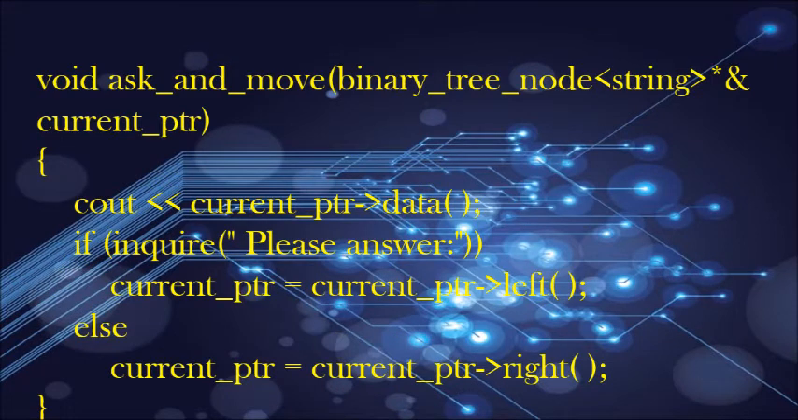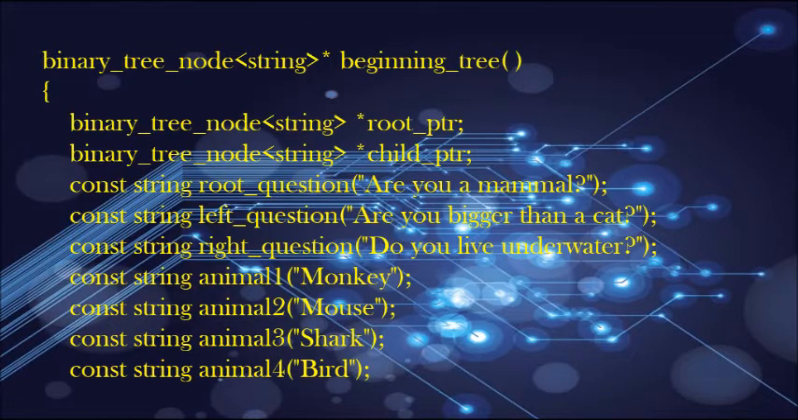The function ask and move consists of a string that will serve as pointer for the data. If the system inquires, the current pointer will point to the left, else it will point to the right. This part will serve as a way to initiate the pointer's root and child. There are constant questions in the tree such as, are you a mammal? Are you bigger than a cat? And others which are stored in string variables, and there are also constant answers to choose from.